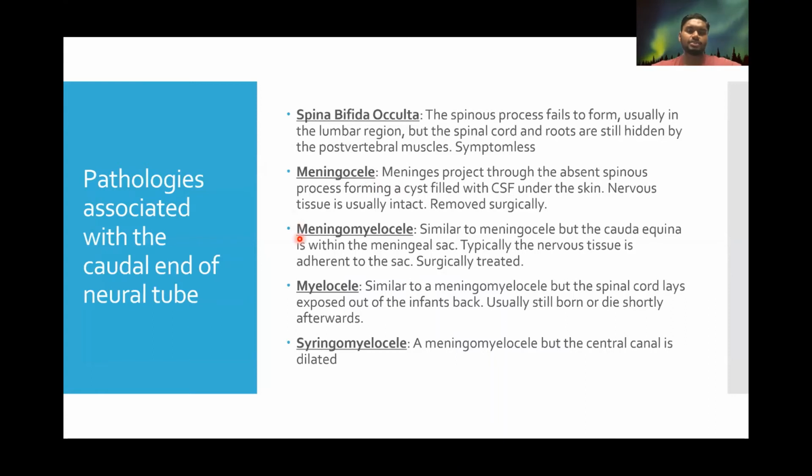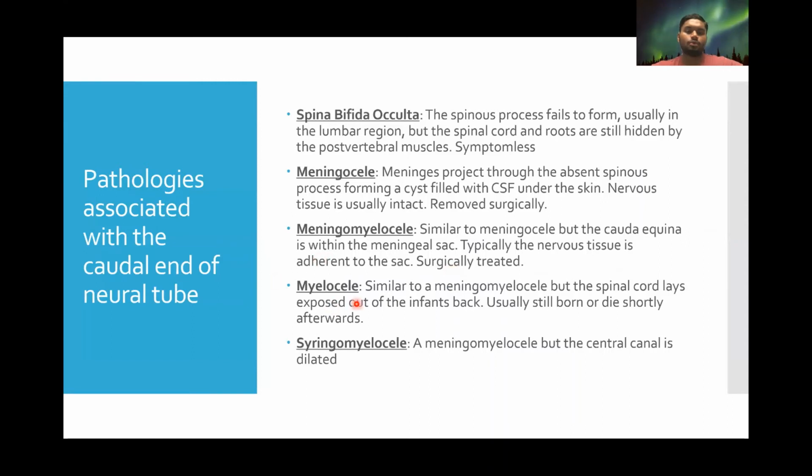The next term we want to talk about is a meningomyelocele. So meninge, we talked about meninges. Myelo actually means spinal cord or nervous tissue, and cele is the outpouching or swelling. So this is similar to a meningocele, but now the cauda equina, the nervous tissue, is within this outpouching sac. Now, the biggest issue here is that the nervous tissue is historically shown to be adherent to the sac, so this will have to be treated surgically, but very carefully because you don't want to break or cut a nerve.